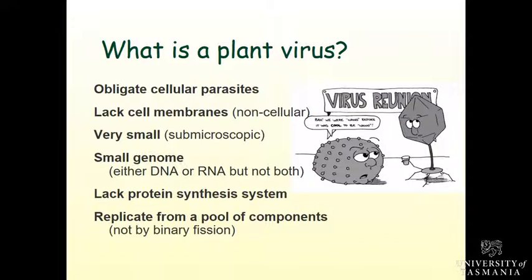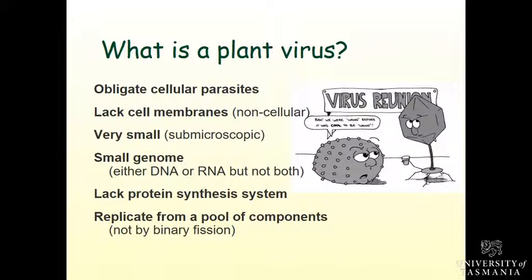They have a very small genome, and it's either DNA or RNA. Most of them are actually RNA genomes rather than DNA genomes, but they're either DNA or RNA, but they don't have both. So we've got DNA and RNA inside us. We've got a DNA genome, but we also produce RNA, messenger RNA to read our genes and all that sort of stuff. Viruses do not. They have a RNA or a DNA genome, but not both.